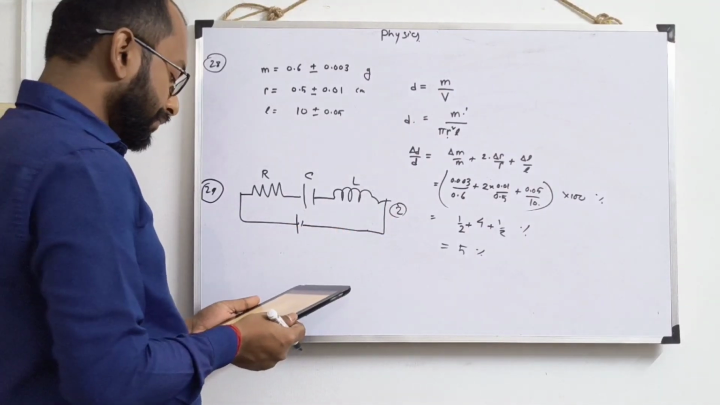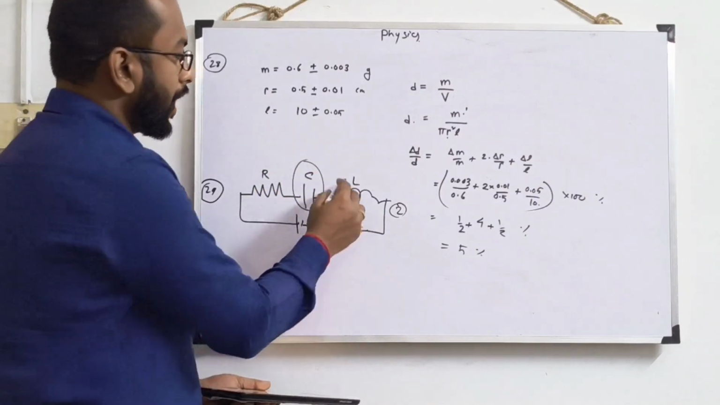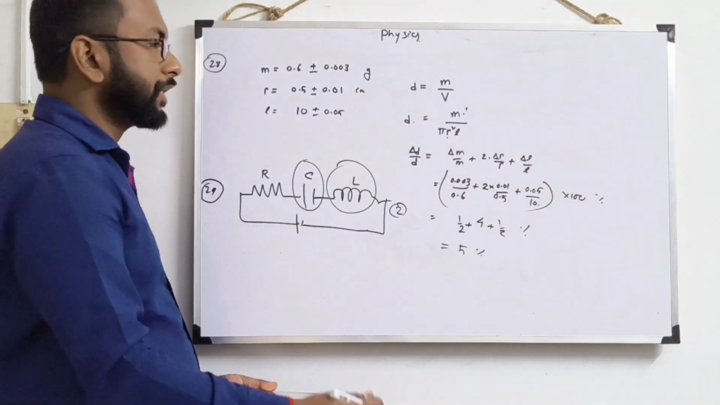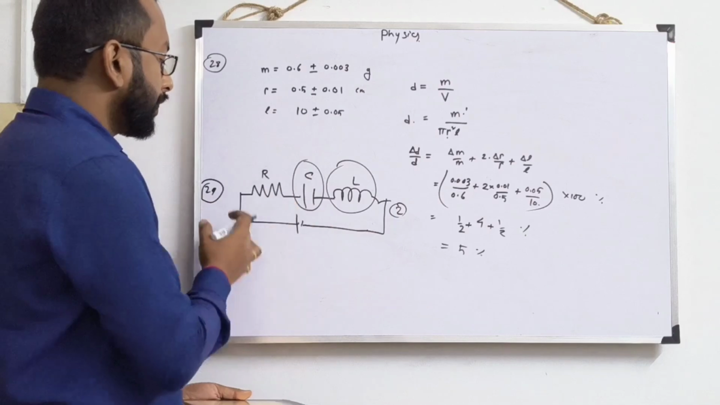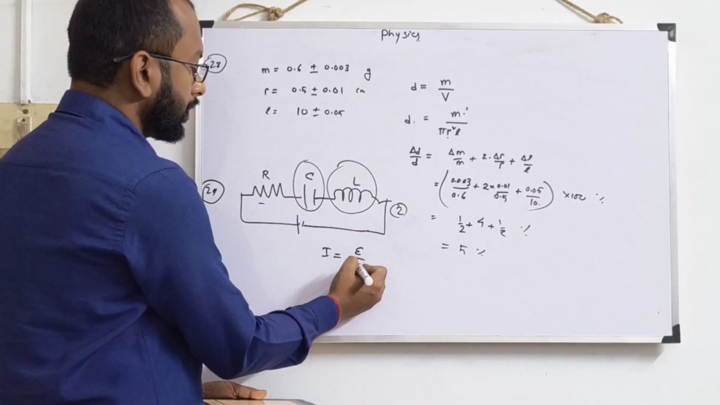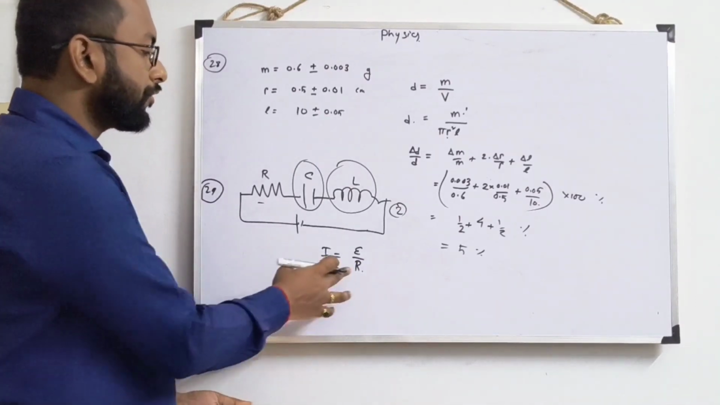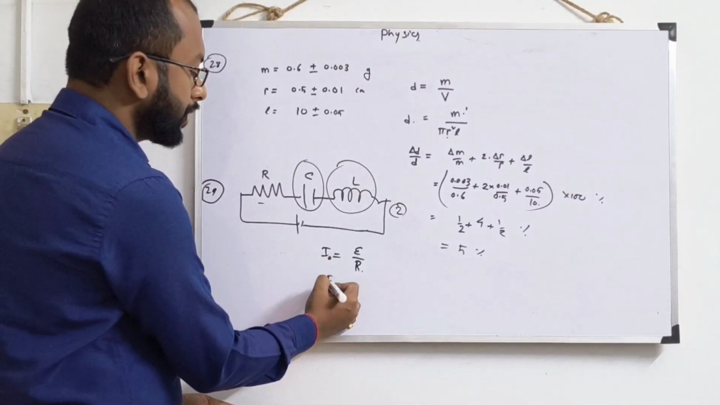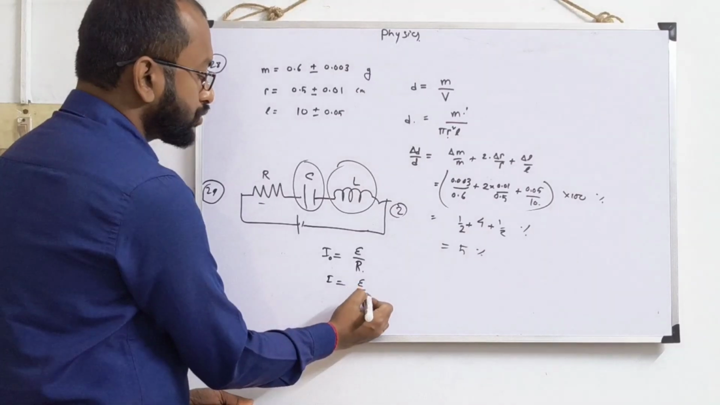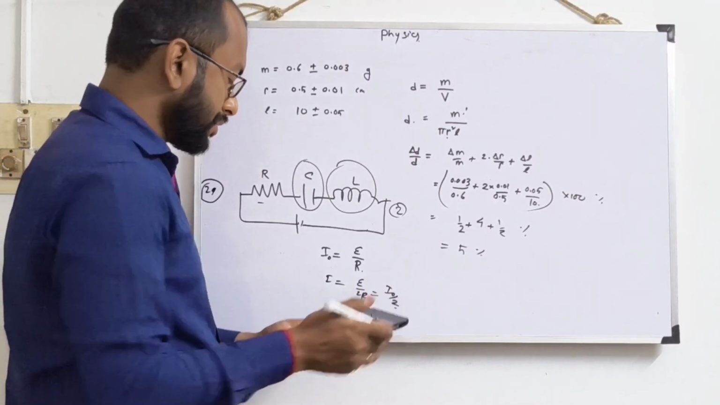So at resonance, what happens? The voltage dropped in the capacitor and the inductor becomes the same, but they are in opposite phase. So in the circuit, we can tell that I becomes E by R. That is the resonance current. So if R becomes twice, then it is simply 2R, that is I0 by 2. That is a very simple question. That is the answer, option number 2.